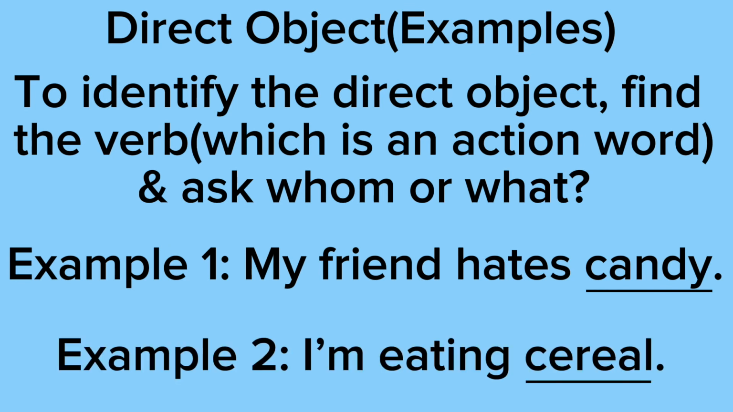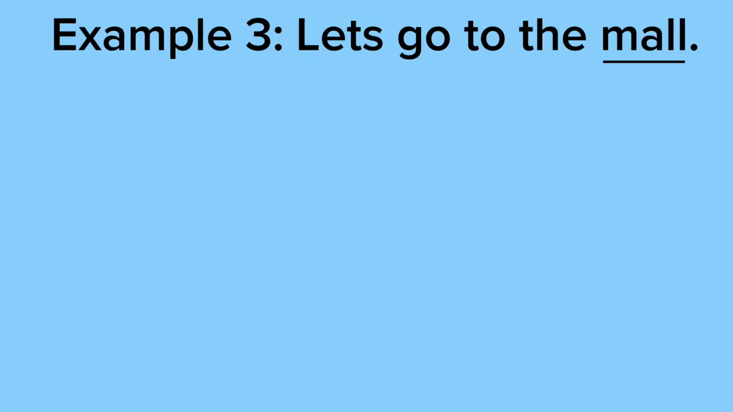Our next example says, I'm eating cereal. Ask yourself, I'm eating what? Cereal is being eaten, so that makes it the direct object, and it also comes after the verb. In other words, the action is being done to cereal, so that will make it the direct object. The third example says, let's go to the mall. In this sentence, mall is the direct object because the mall is the one that the action's being done to, because we're going to the mall. And the verb in this sentence is go.